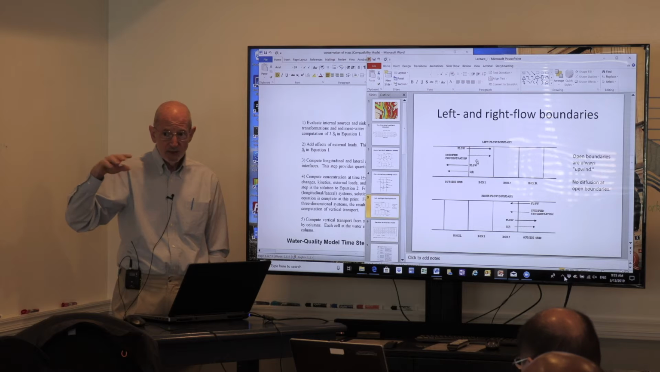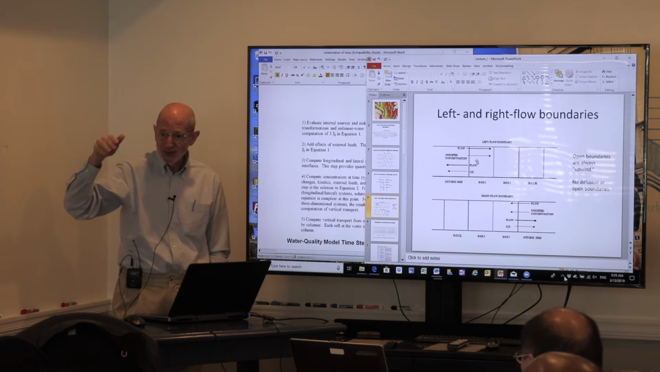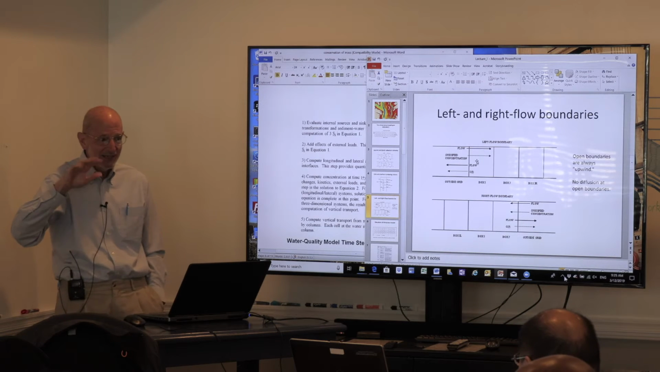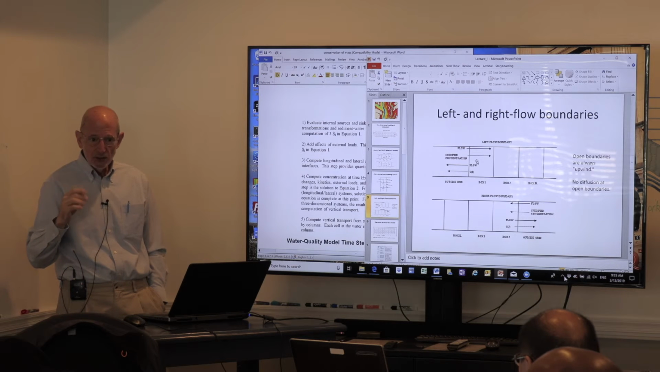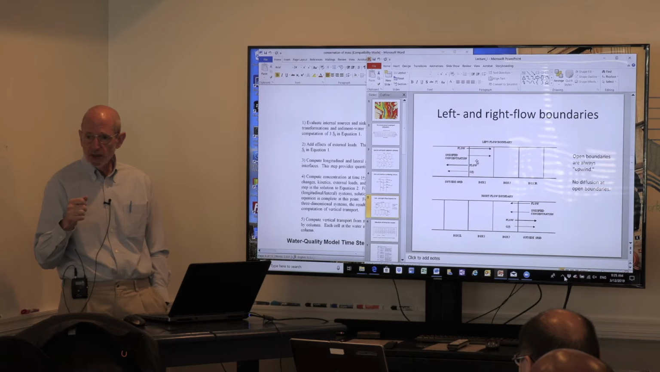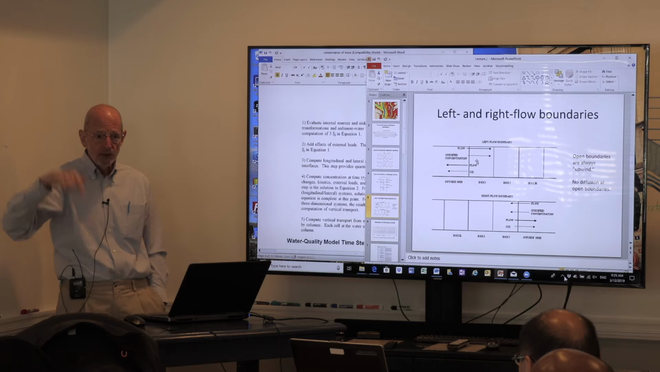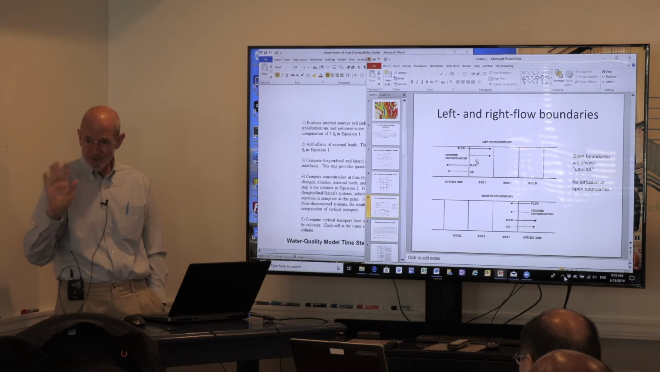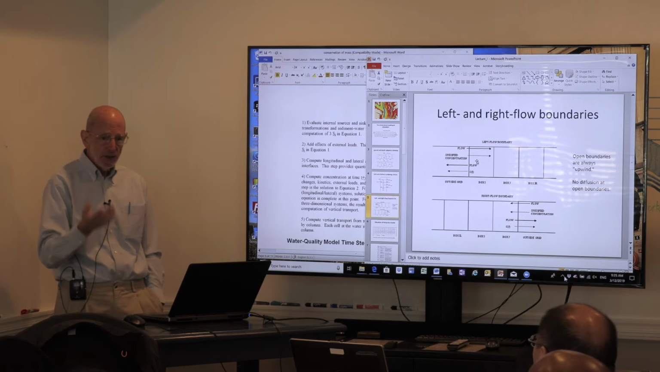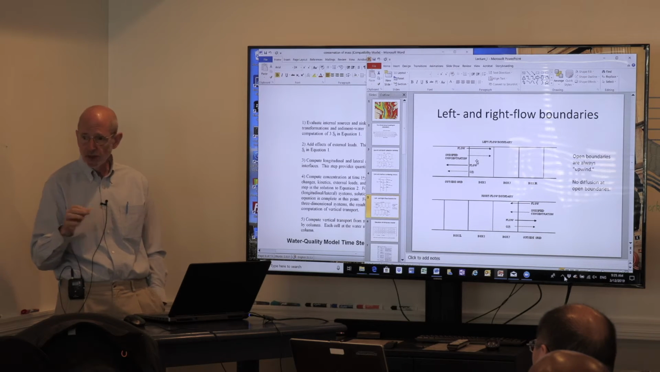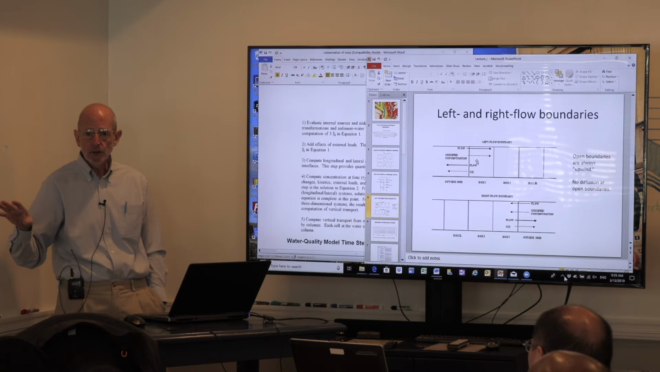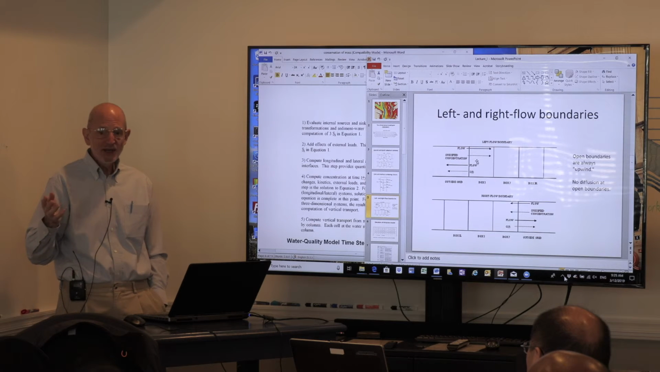Does that make sense, or am I just getting way up in the weeds? I see a nod somewhere, but does everybody get that? That's good. When we specify a boundary concentration, we want that to be the concentration that comes into the system, not something that's interpolated, okay? So that's why, and again, you don't have to worry about this, the code does this, but I just want you to understand what the code does for posterity when I'm not here.